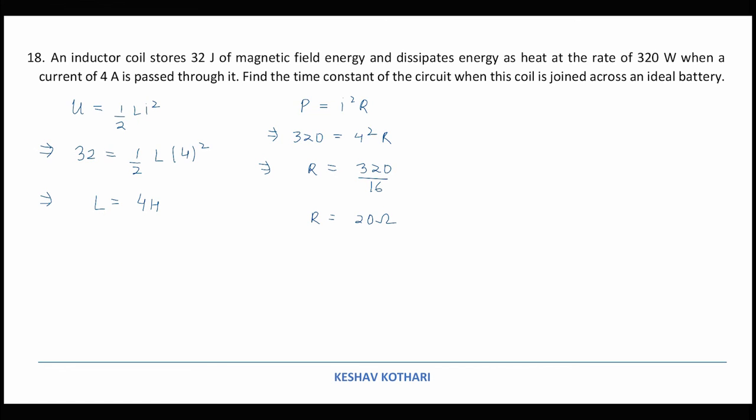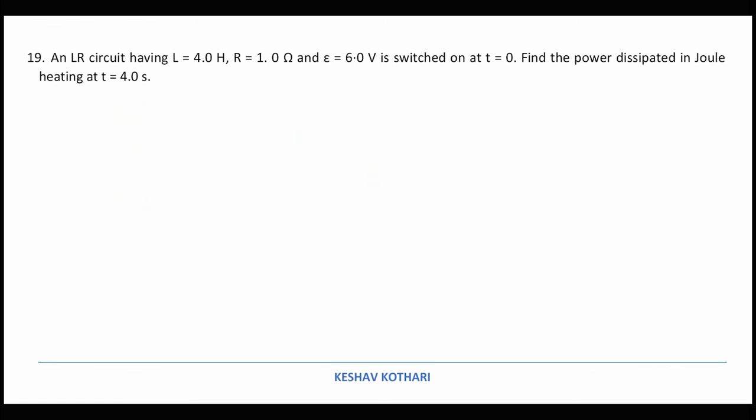Now the time constant for the LR circuit is equal to L by R. If we calculate L by R, it is equal to 4 by 20, that is, 0.2 second for this particular problem. Let us deal with the next problem.